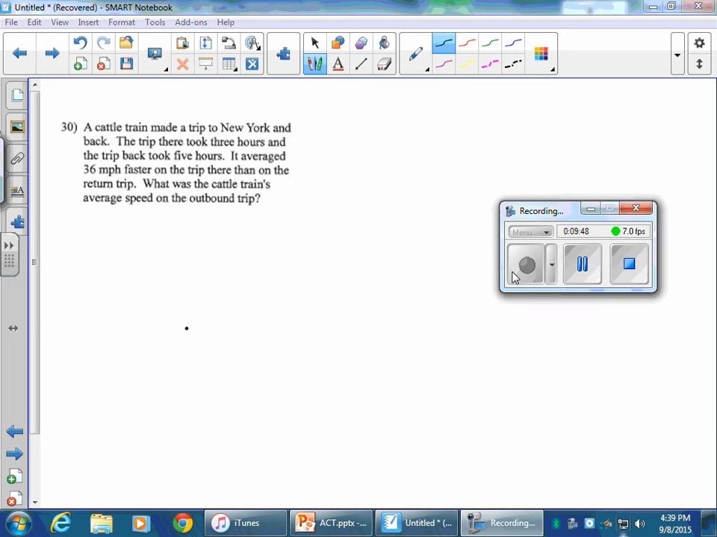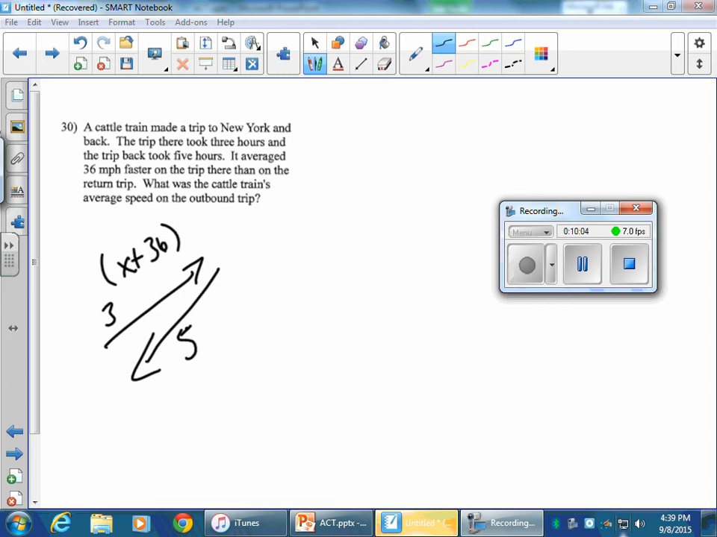A cattle train made a trip to New York and back. The trip there took 3 hours, and the trip back was 5 hours. It averaged 36 miles per hour faster on the trip there than on the return trip. So I'm going to call this x plus 36, and this one I'm just going to call x because it was 36 miles per hour faster this time than it was this time.